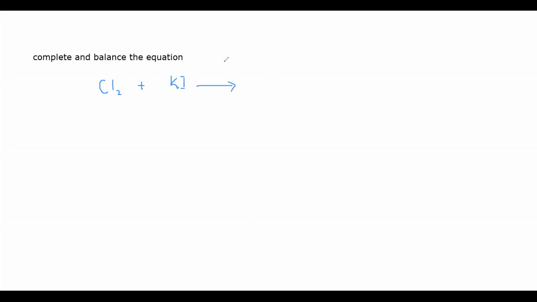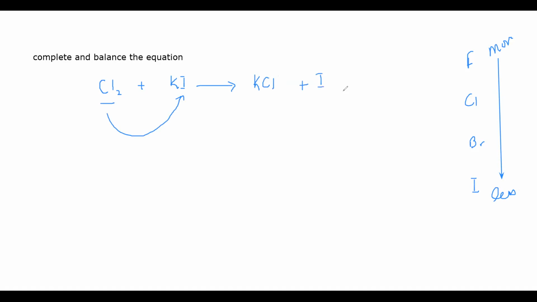So when you check the reactivity, fluorine is more reactive than chlorine. Chlorine is more reactive than bromine. Bromine is more reactive than iodine. So iodine is least reactive. So this one is less reactive and this one is more reactive. So first thing you should identify before completing an equation is whether there's a reaction. So yes, there will be a reaction. Chlorine is more reactive, so it will displace iodine. Then the formula of the compound which contains potassium and chlorine is potassium chloride, or KCl, plus iodine is also formed, so that will be iodine.